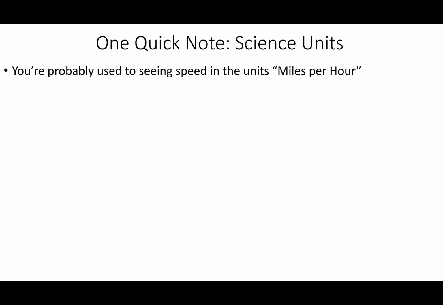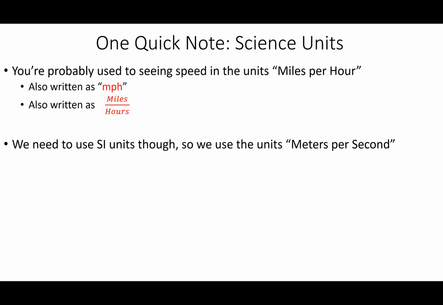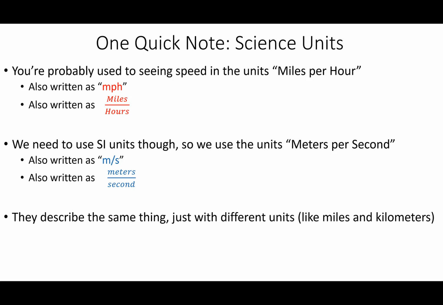So you're probably used to seeing speed in miles per hour. That's what you see on your car when you go on the highway, or anywhere really. But we don't use miles per hour because we are in a science class. So we use metric units, and metric units are meters per second, because you remember the SI unit for distance is meter. The SI unit for time is second. Also written like this. Also meters per second. They describe the same thing, though, just with different units, like miles and kilometers, or like pounds and kilograms.